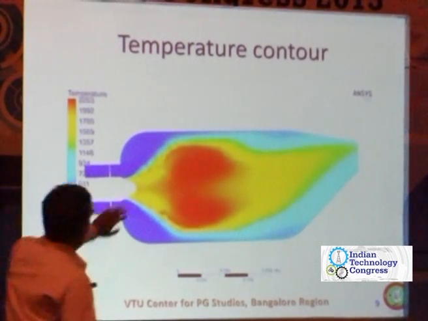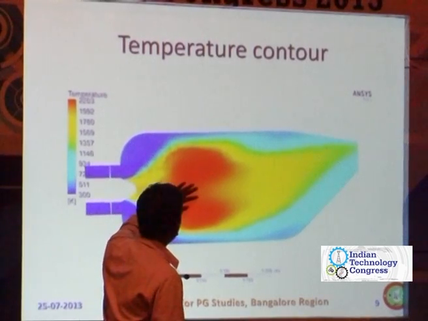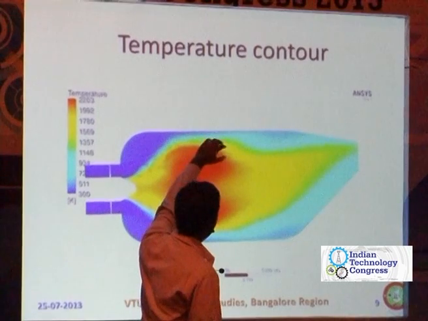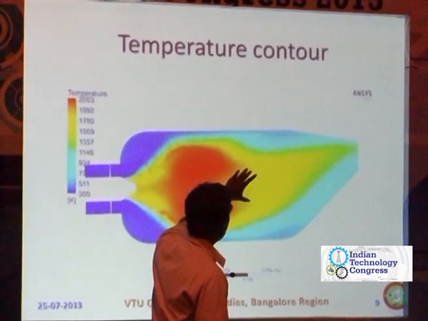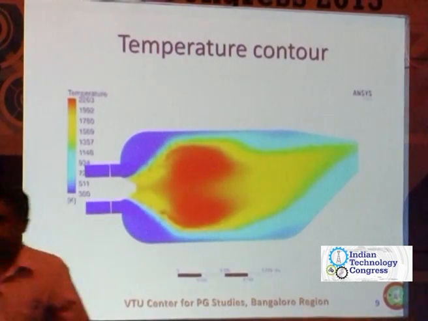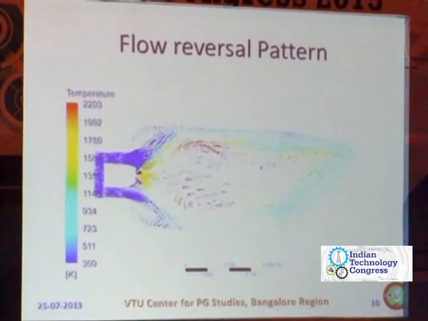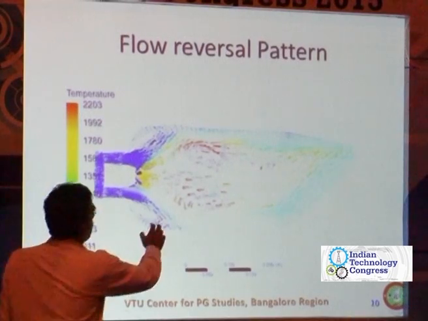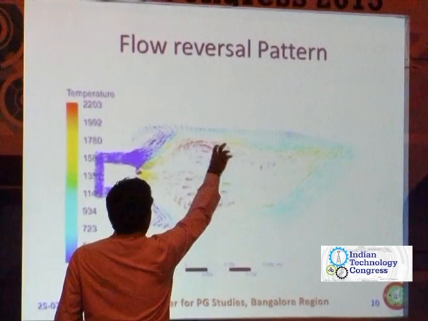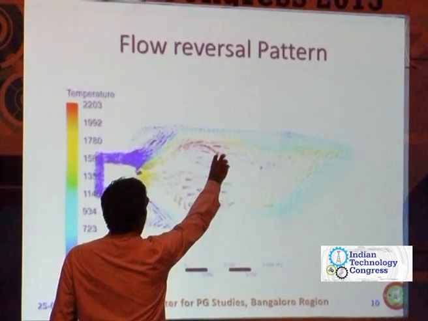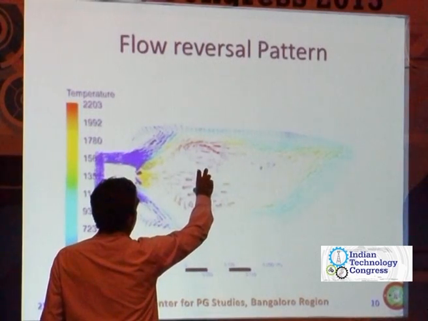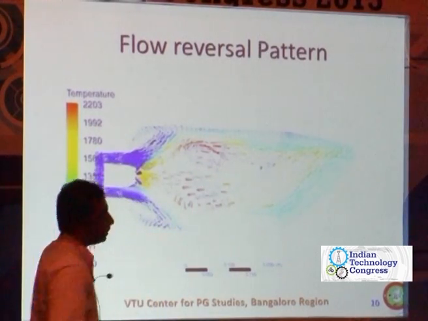In this, the red part of the region is the primary zone, and now the air passes into the secondary holes. Here the temperature is raised to an intermediate level, and it is passed through the outlet. The gas flows and provides a recirculation region. Because of the secondary air coming from the secondary holes, it helps in the efficient mixing of the fuel and the air, and it results in complete combustion.